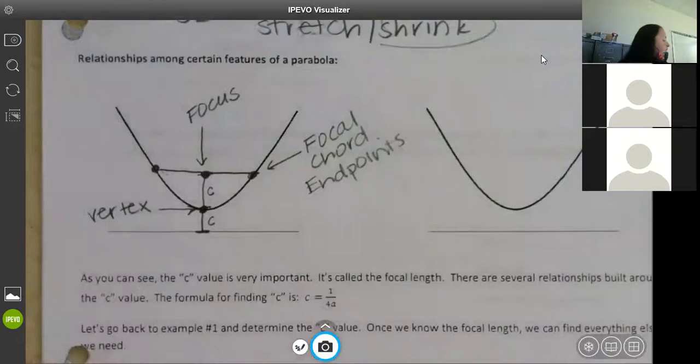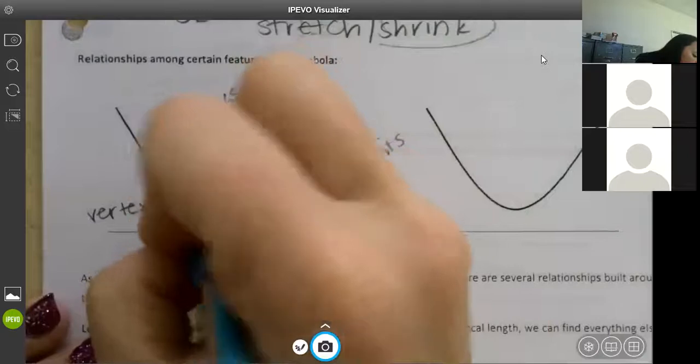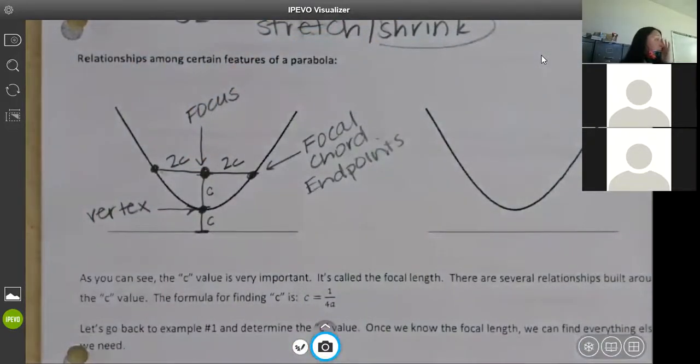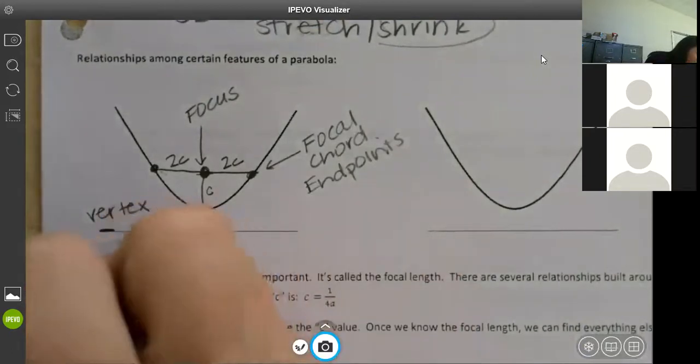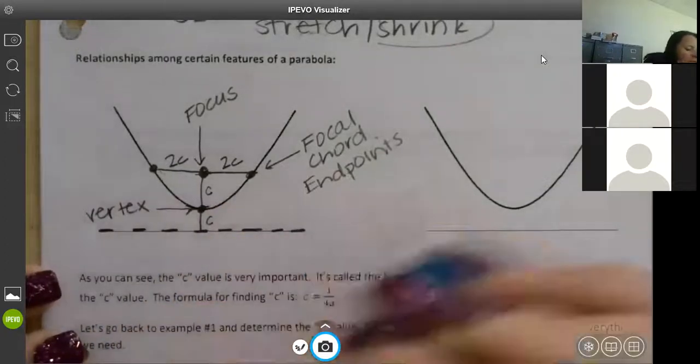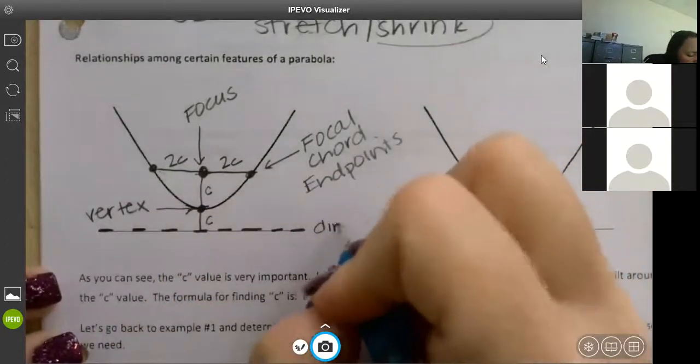And obviously that line is the focal chord. But then this distance is 2C, so it's double the distance from the vertex. This line at the bottom that I haven't mentioned yet is called the directrix.